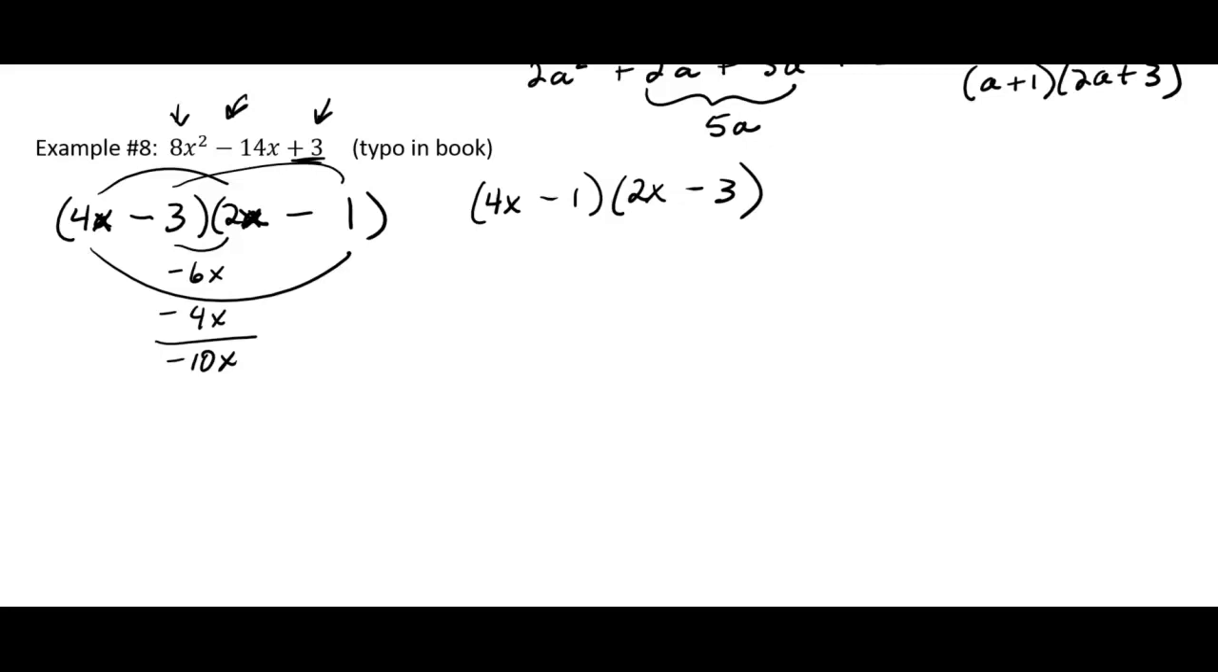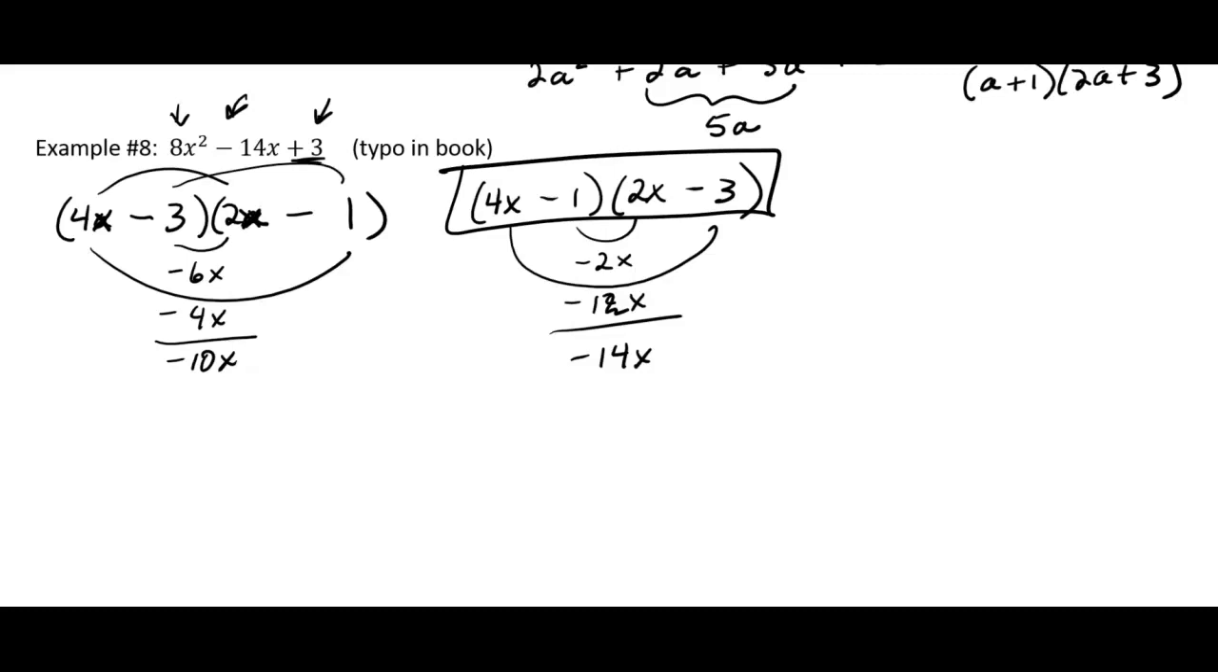Okay, so we know the first part works, we know the last part works. So let's check the middle term. A negative 2x and a negative 14x. Oops, no, a negative 12x. Okay, well, it's a negative 12x. And that adds up to negative 14x. So yay, we got it. That was the right one. So yay. I don't have to try the 8 and 1.